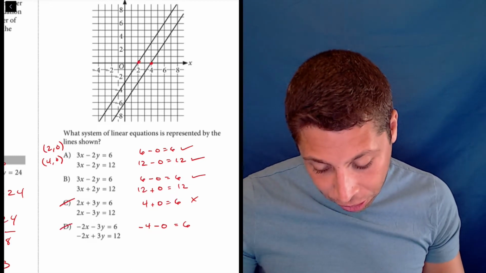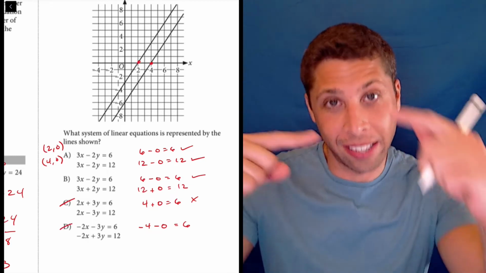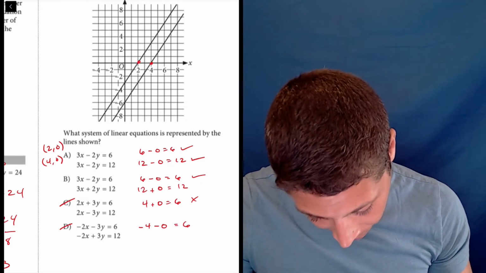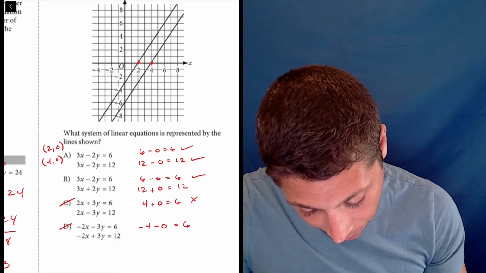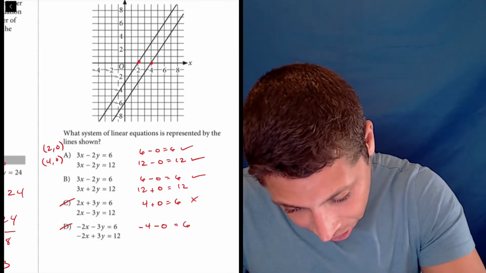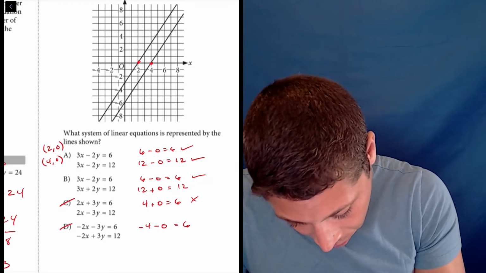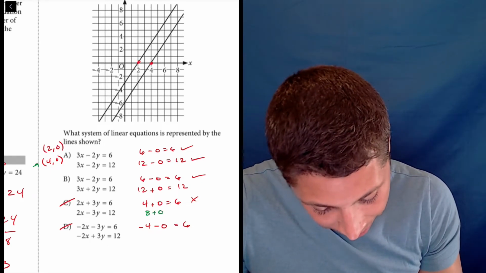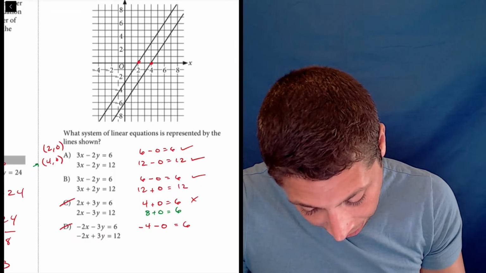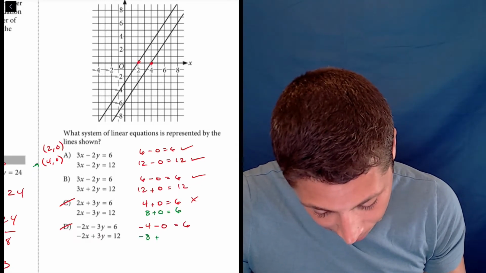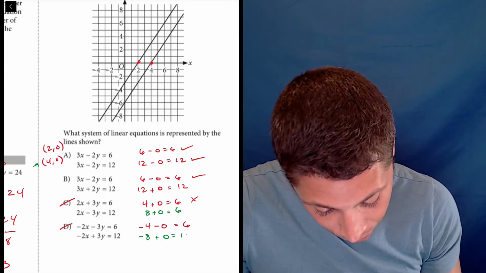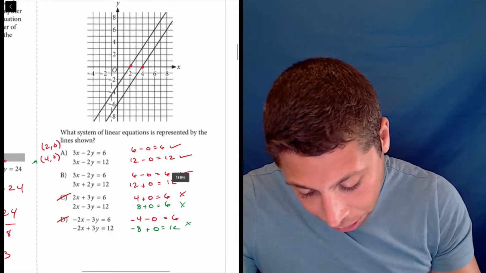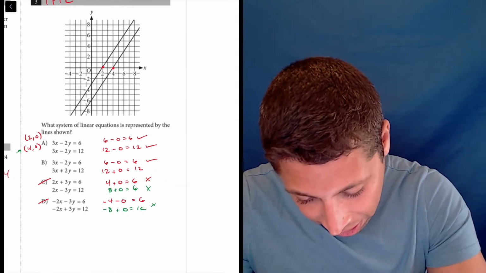Now I guess I should check the 4, 0 point in case they flipped the two equations. That's kind of annoying, though I already see why it would have to be A anyway. So if I flip them and do this in the first one, that would be 8 plus 0 equals 6, and this would be negative 8 plus 0 equals 12. So also failure.